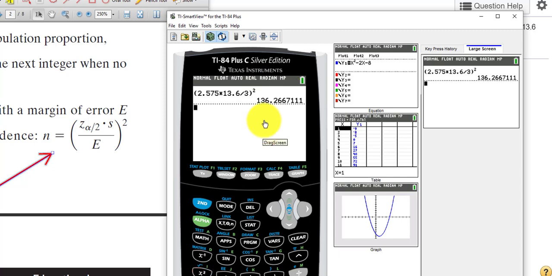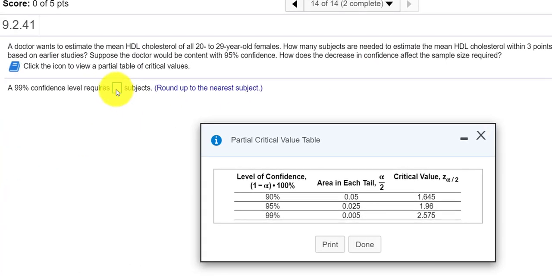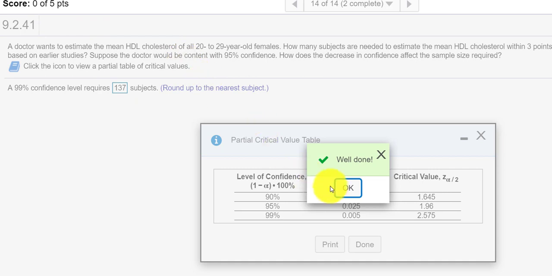I press enter. So I have to round this up to 137 people, because I can't have a tenth or a twentieth of a person. So we'll call that 137. Let's enter 137. I press enter. Hey, I get the well done.